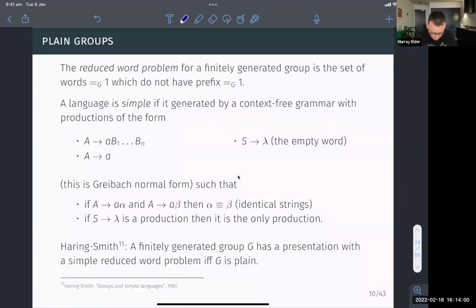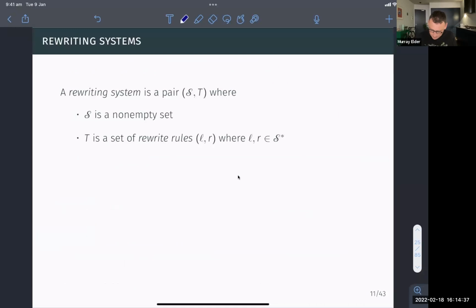And here's the result of Haring-Smith from '83. A finitely generated group has a presentation with a simple reduced word problem if and only if the group is plane. So there's perhaps an obscure characterization of being plane. And so you might think from here that I might use this as the input to an isomorphism problem, in analogy with Senizergues and Weiss's context-free grammar, but actually we don't. So there's something that's a bit interesting.